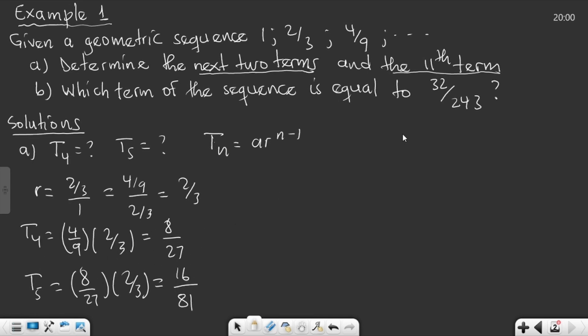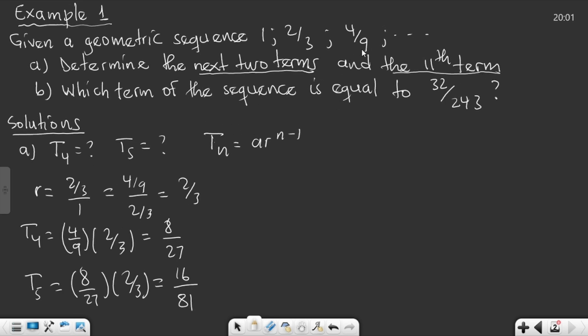Now, T11, I can still use the same method, but it will take me time. I will have to multiply by the common ratio, and so on. You multiply the previous number by the common ratio to get the next number until you get your T11. That will be a waste of time. So the simplest way now for T11 is to use the formula.